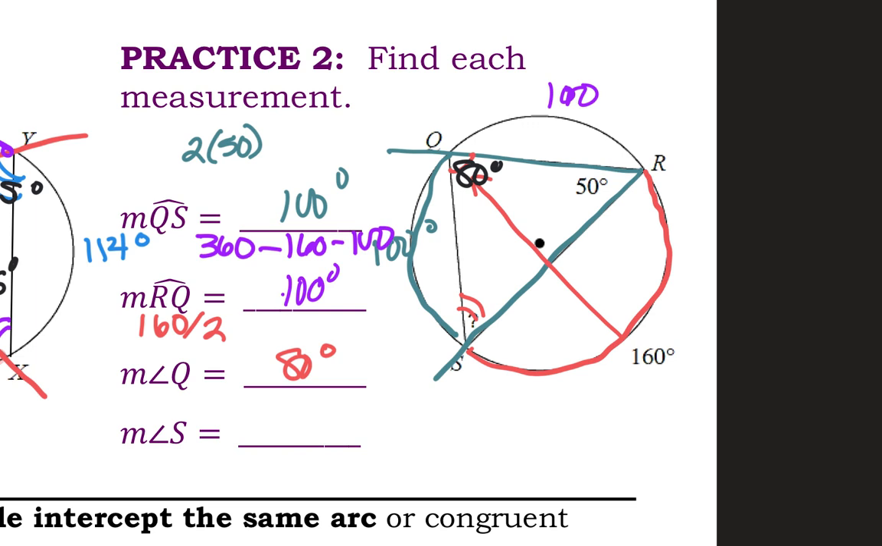180, good. So what are we going to do? We're going to take 180, and what are we subtracting from it? 50 and 80, good. What does that get us? 50 degrees, good. So that last one would be 50 degrees. All right, you could have also taken the 100, divided it by 2, and that would have given you the 50 as well. All right.